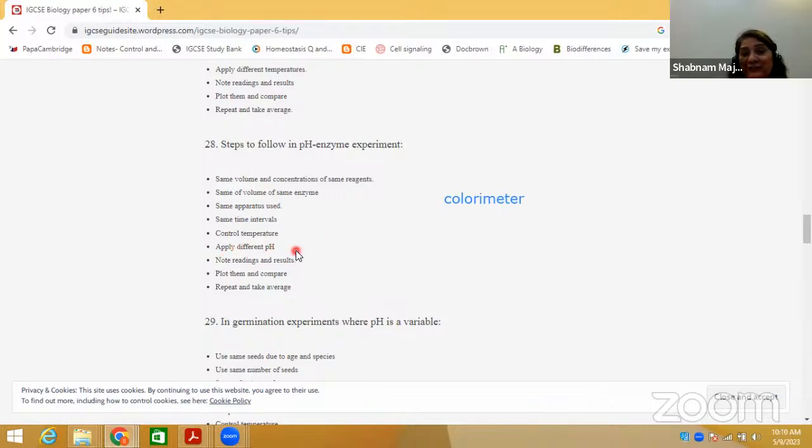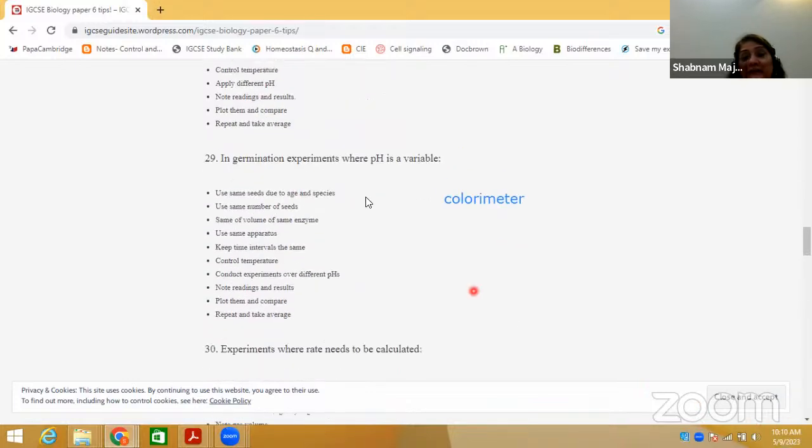Apply different pH. It can be acidic, it can be neutral, it can be alkaline. Depending on putting into different pH solutions, note readings and results, plot them and compare, then repeat and take an average to give you a more reliable result.